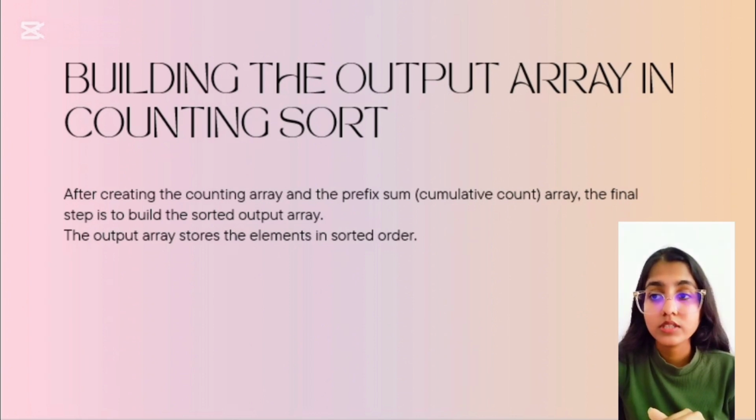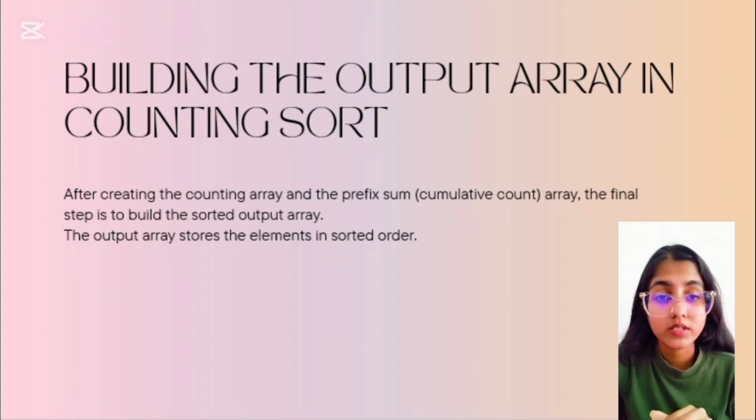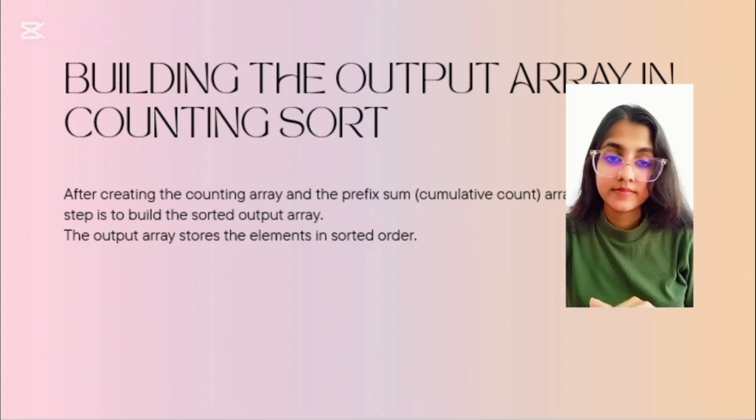Now I'll explain building the output array in counting sort. After creating the counting array and the prefix sum, which is also known as the cumulative count array, the final step is to build the sorted output array. The output array stores the elements in sorted order.